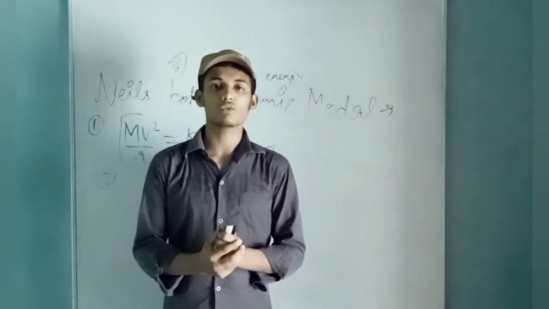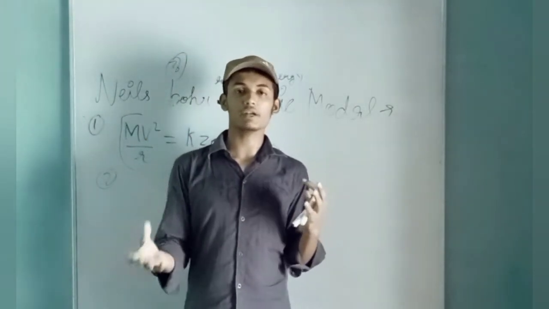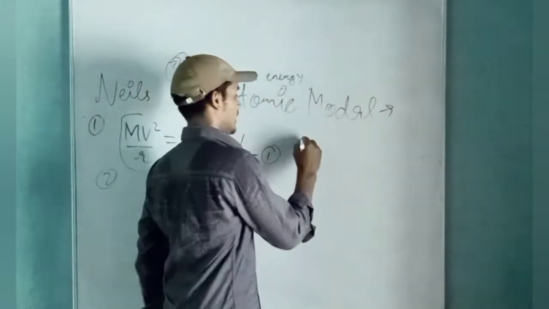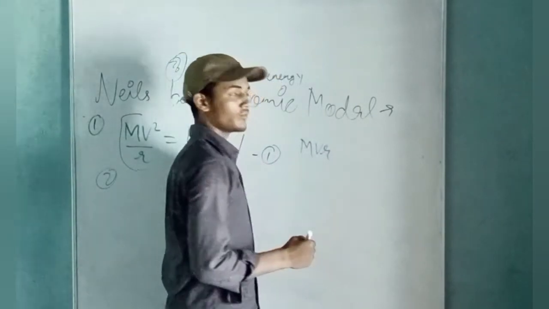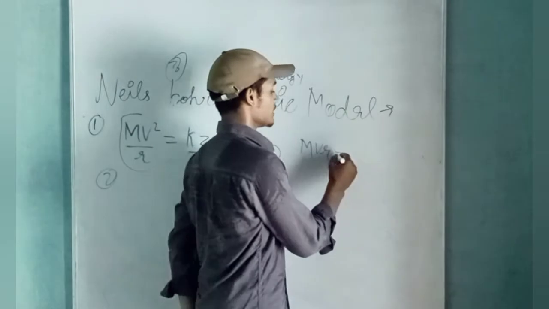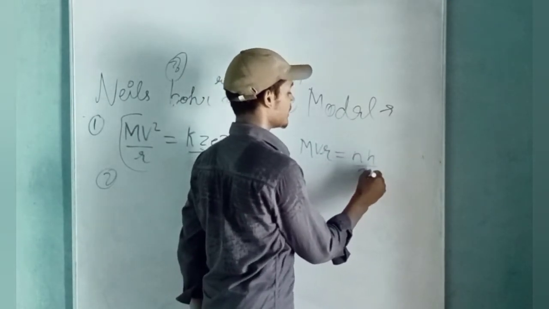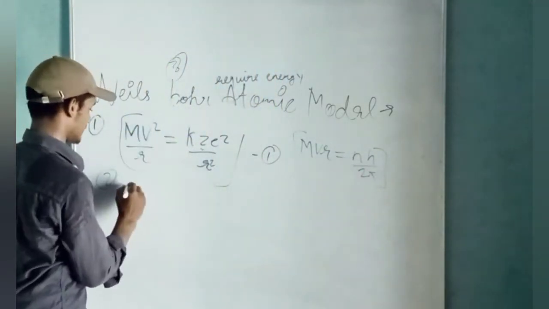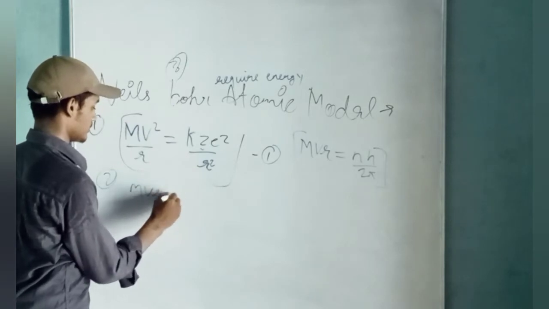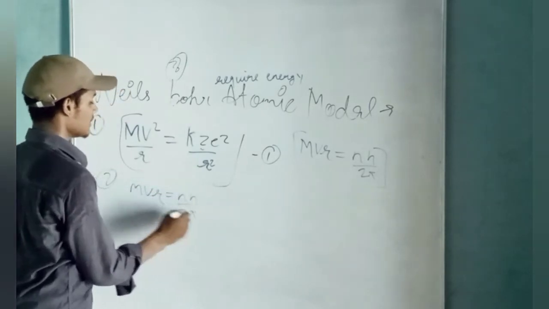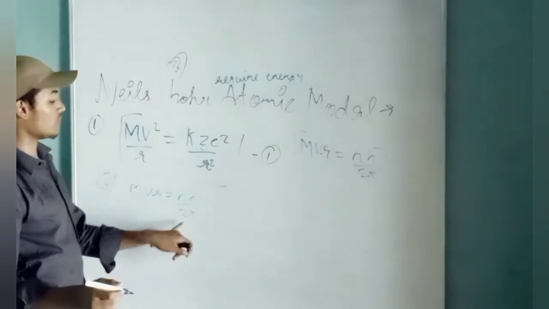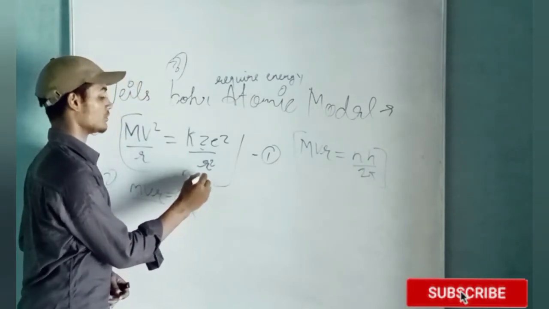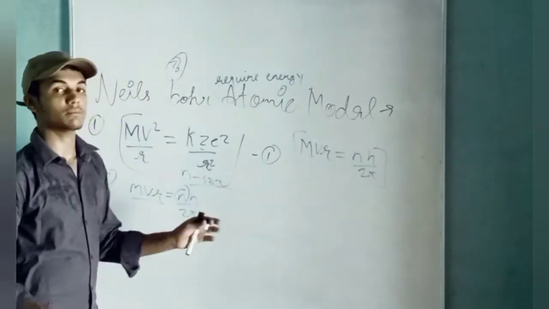Electrons revolve only in those orbits in which the angular momentum of the electron is an integer multiple of h upon 2 pi. We know that mvr is the formula of angular momentum of any moving particle, and it is equal to nh upon 2 pi. That is the second postulate. Here n is equal to 1, 2, 3, the natural numbers.